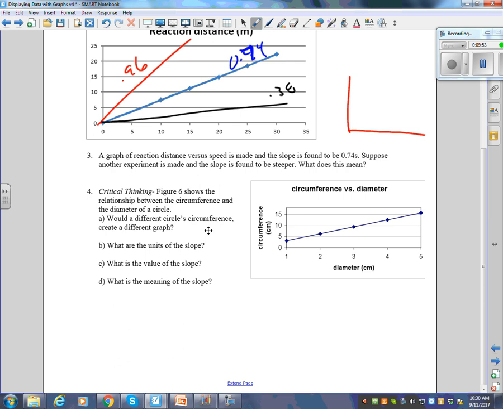Mallory, what do you say? Come on, be brave. Would it be the same graph? You can have different numbers, but would it be exactly the same? No, it has to be the same, wouldn't it? Or it has to be different. Different numbers.